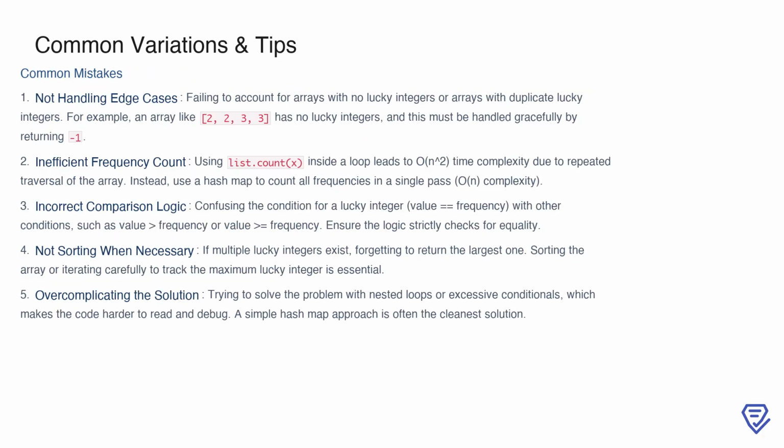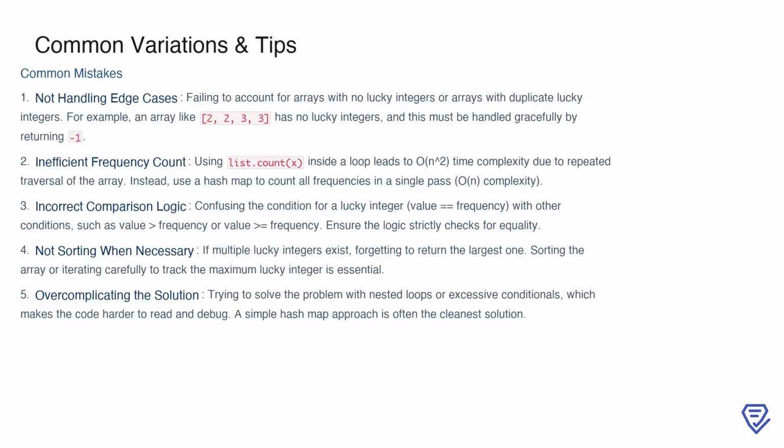When working on this problem, there are several common mistakes to be mindful of. First, not handling edge cases can be a major pitfall. For instance, you might encounter an array like 2, 2, 3, 3, where no lucky integers exist. In such cases, your solution should gracefully return -1 rather than failing or producing incorrect results.